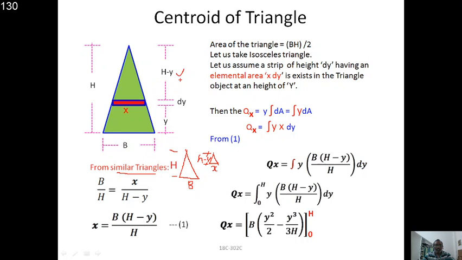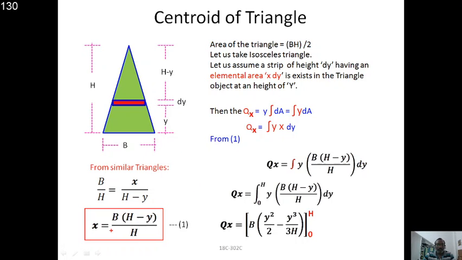So I need to consider this one. For the similar triangle concept, this is the big triangle with B and H, and this is the small triangle. So I need to take the similar ratios. Therefore B by H is equal to X by H minus Y. In this, X is the varying quantity, hence I take that on one side and the remaining on the other side. Therefore X equals B into H minus Y, whole divided by H.